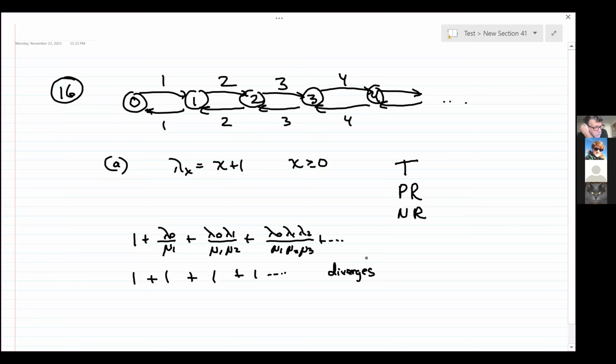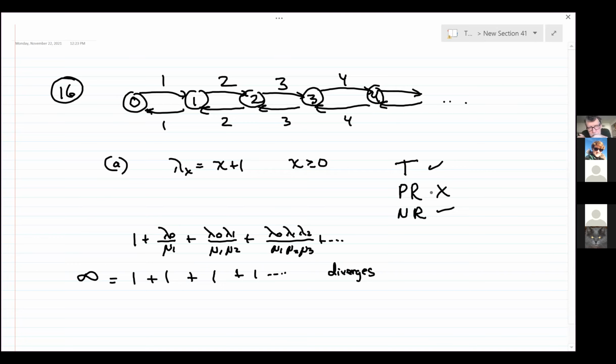Okay, so what does that mean? It doesn't have a unique stationary distribution. So we're either in the transient state or we're in the null recurrent state, but we're not in the positive recurrent state. Because if we were, then this series would converge. So it's not positive recurrent because this goes to infinity.